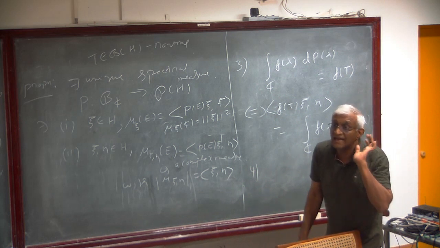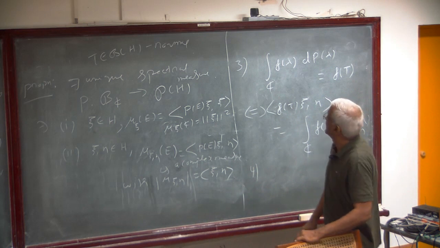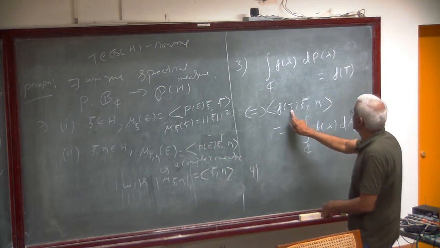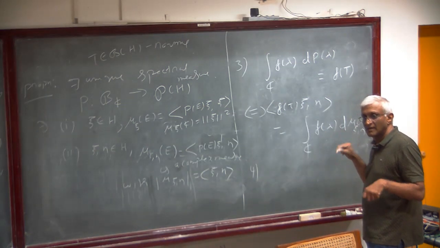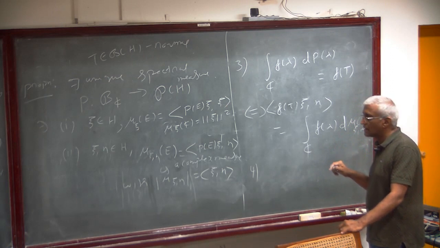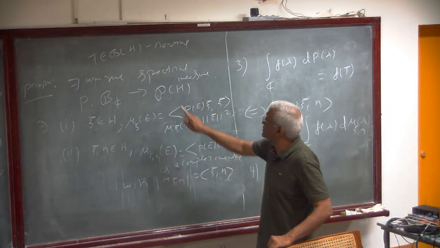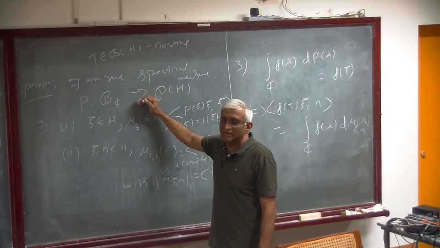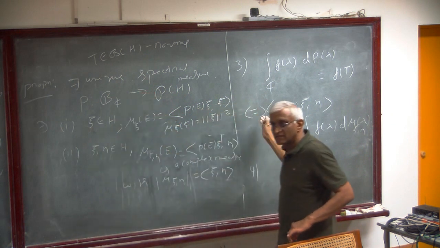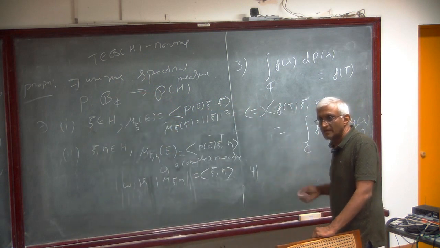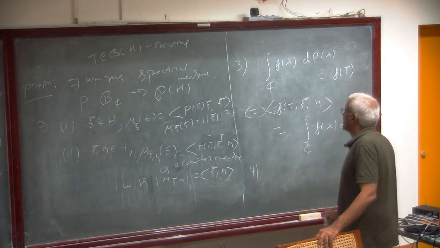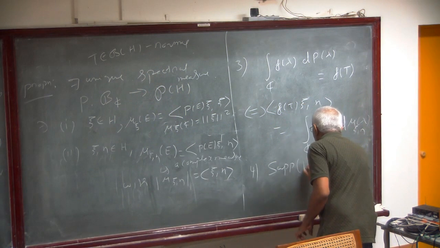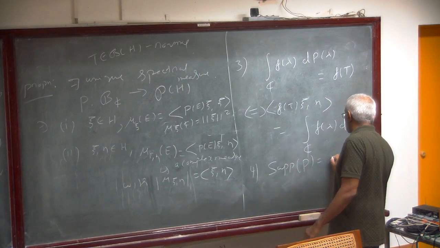Given a complex measure, then the f of t xi eta is this. That's what I'm saying. Mu xi eta comes through the spectral measure. I'm saying there is a unique spectral measure. Given a t, there is a unique spectral measure. That spectral measure satisfies this condition. That's all.